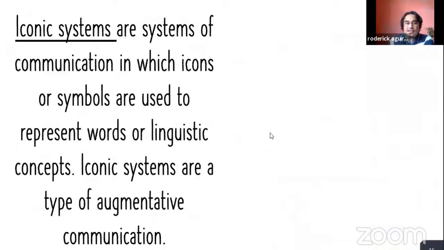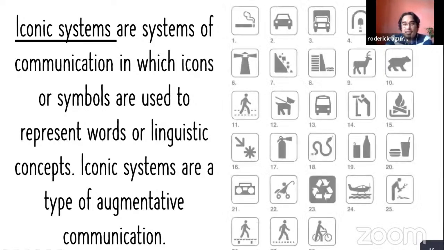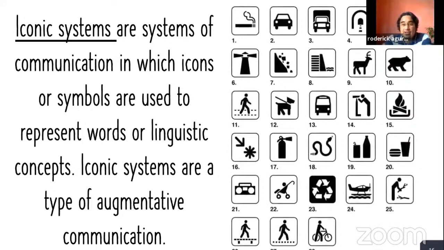Also, iconic systems are systems of communication in which icons or symbols are used to represent words or linguistic concepts. Iconic systems are a type of augmentative communication. Pandagdag. Okay, na ganyan na ganyan. So, these are some common icons that are being used in our society that dahil hindi nga natuturo at hindi nasusunod, hindi masyadong alam ng mga tao. A good example would be ang dami pong mga drivers na should know lots of traffic signs and symbols na hindi nila nasusunod. Bakit po?